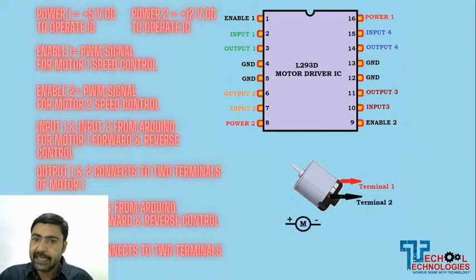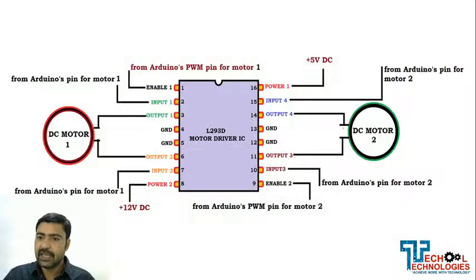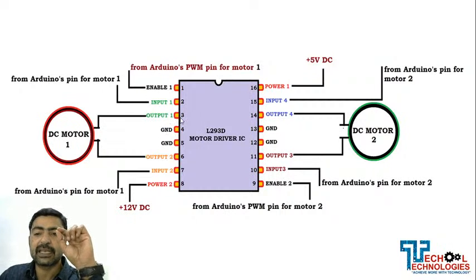As you are seeing in the figure, we have this L293D driver IC, and one motor is connected to pin number 3 and pin number 6, which are output pins. We need to connect the two terminals of the motor to these pins. When we need to operate this motor with the help of Arduino, we need to send the signal coming from two Arduino pins to input 1 and input 2.